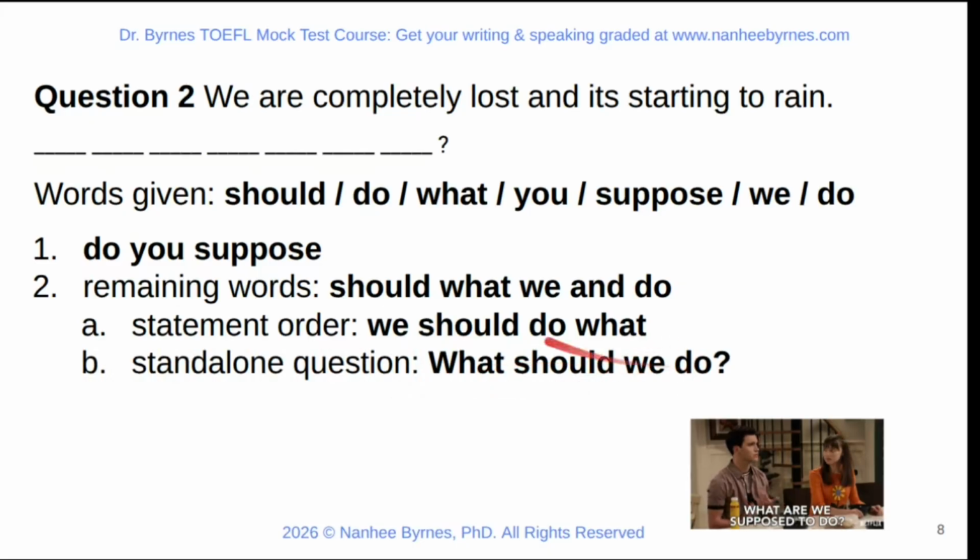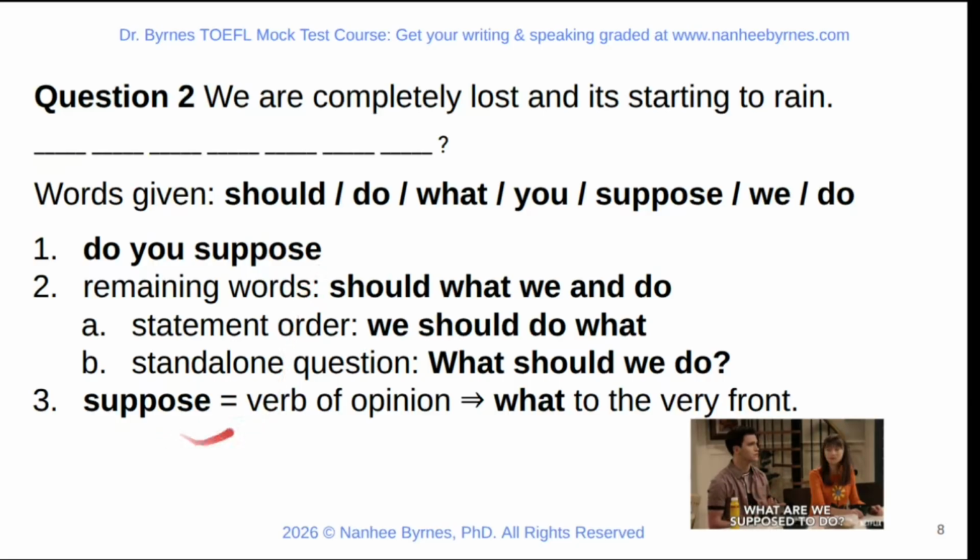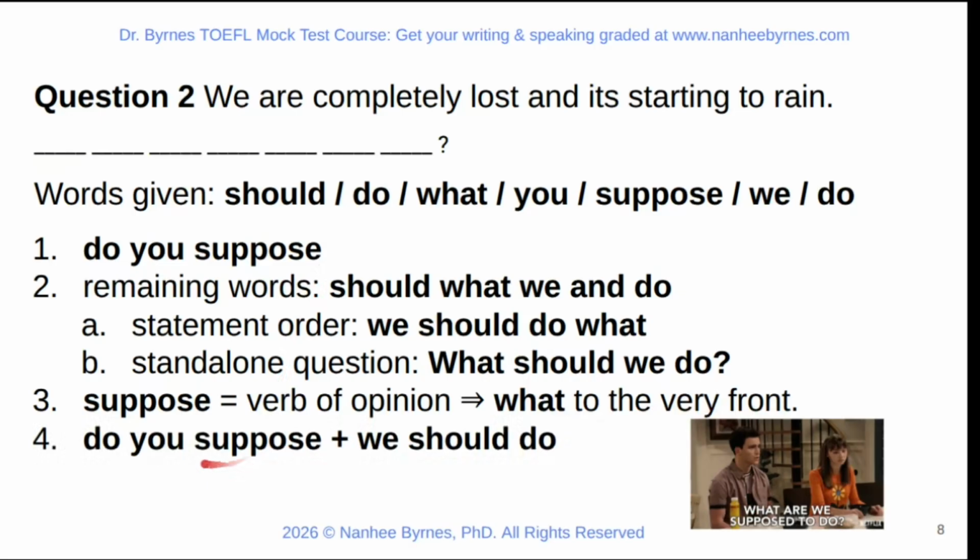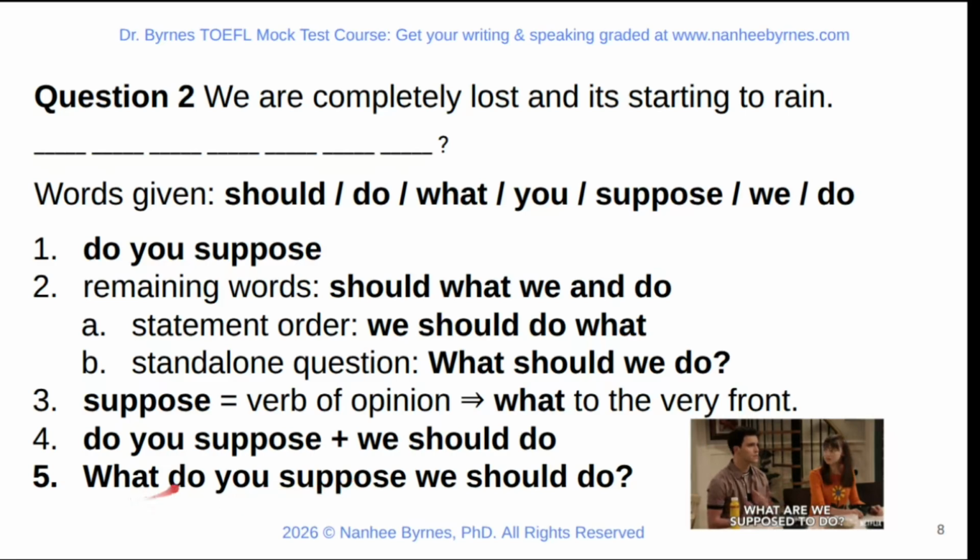However, because suppose is a verb of opinion, the interrogative what must move to the very front. When we combine it with do you suppose, the rest of the phrase follows normal word order, we should do. The final answer is, what do you suppose we should do?